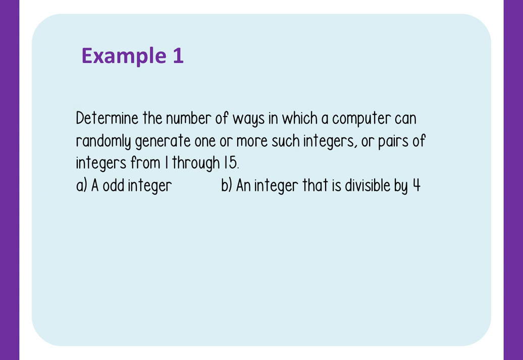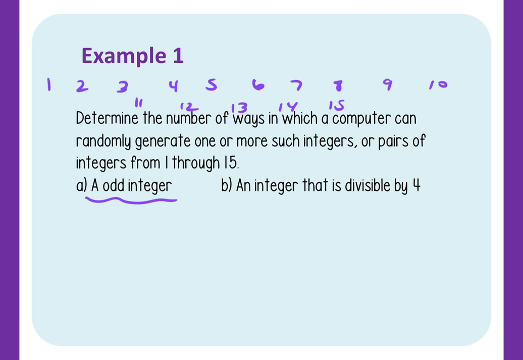All right, so example 1 just says, determine the number of ways a computer can randomly generate one or more such integers or pairs of integers from 1 to 15. So we're not looking for probability here. We're trying to figure out how many ways these things can be found. So if you're looking at the number of integers from 1 to 15, and your goal is to get an odd integer, so randomly generate from this set an odd integer, how many are there?